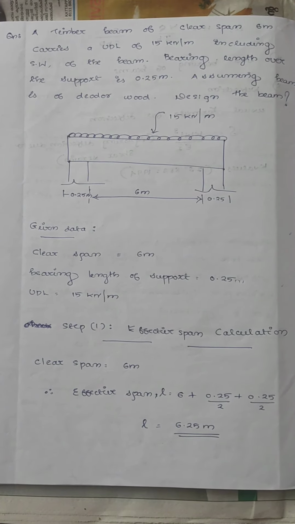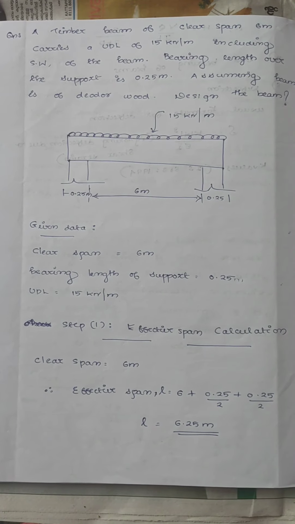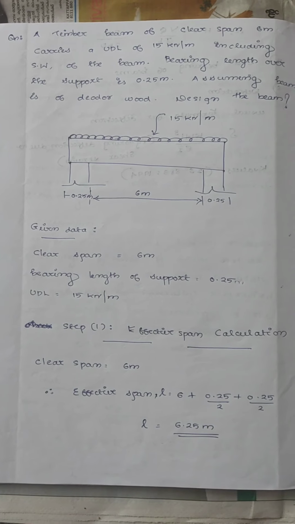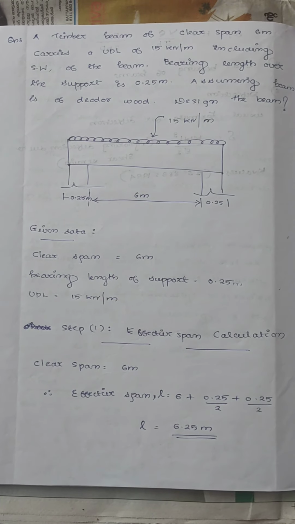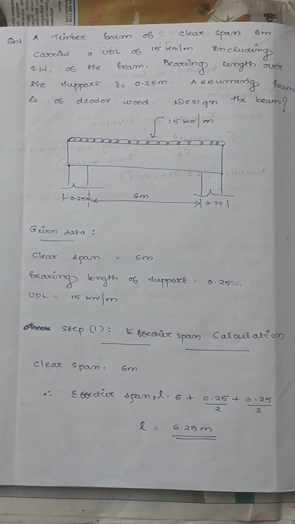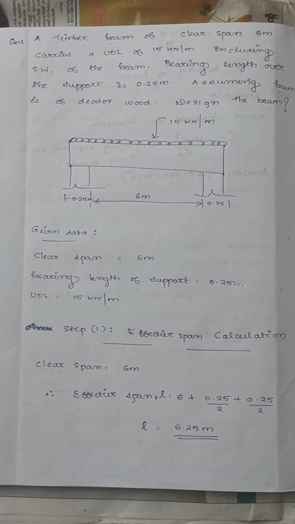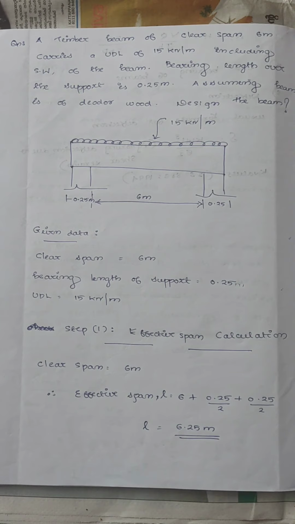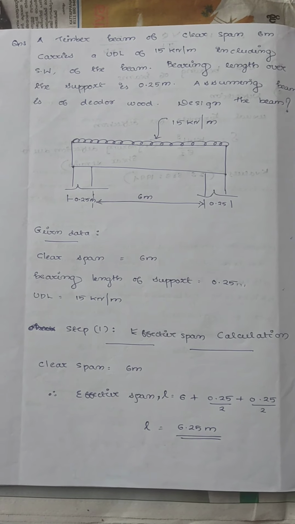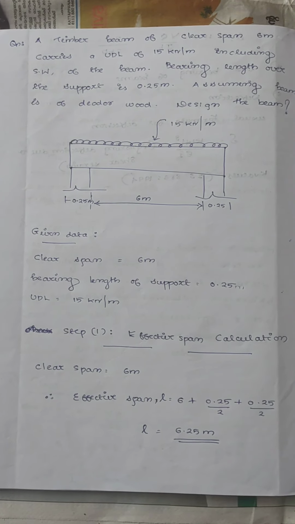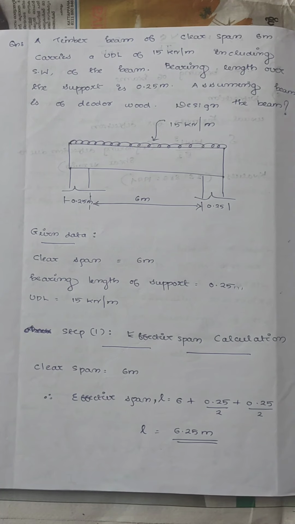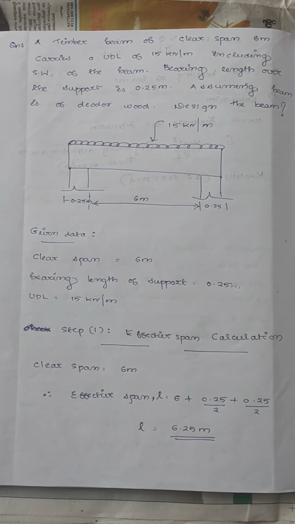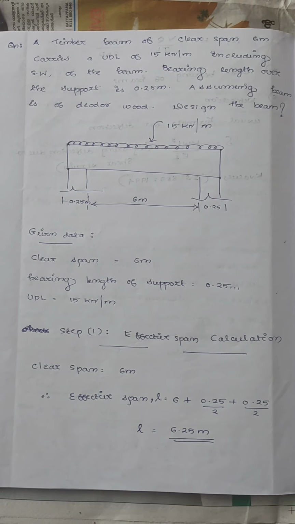So the first step is effective span calculation. The effective span of beams and other flexural members shall be taken as the distance from the support plus 1/2 of the required length of the bearing at each, except that for continuous beams and joists, etc. Actually, effective span means effective span is taken as clear span plus 1/2 of the bearing length from each support.